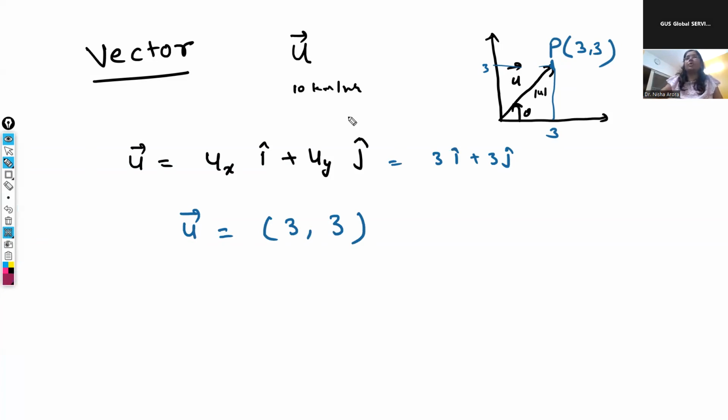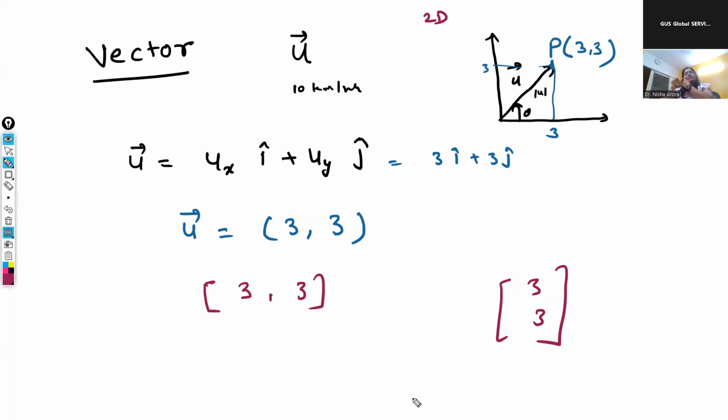Programmers here, how do I represent this vector? For programmers, if you are a Python learner, I will say a vector is a list of two elements, 3 and 3, because I'm talking about 2D space. 3D space, 3 elements; 4D space, 4 elements, right? In matrix notation, I will say it is a column matrix, a column vector. Right? So you see, just one thing.